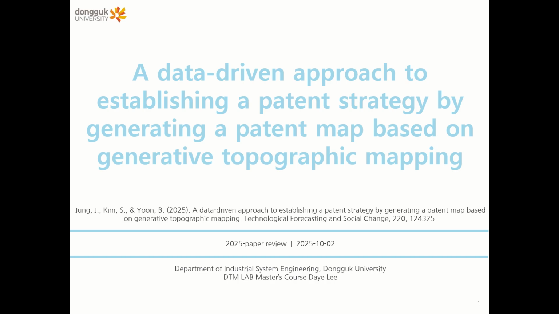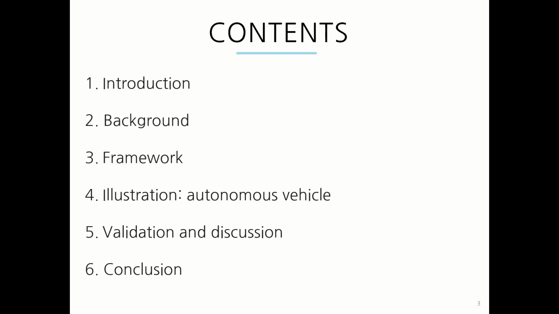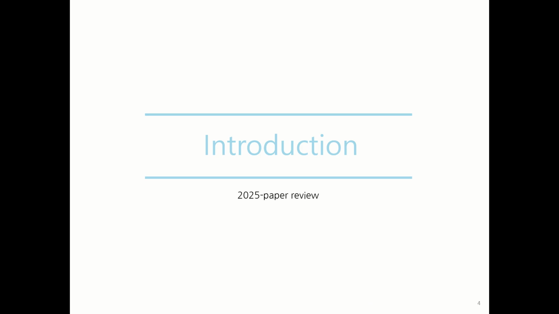The paper I'm going to review today is a data-driven approach to establishing a patent strategy by generating a patent map based on generative topographic mapping. First, the bibliographic information of the paper. The paper was published in the journal TFSC in 2025, and the keywords and highlights of the paper are as follows. The table of contents for the presentation is as follows.